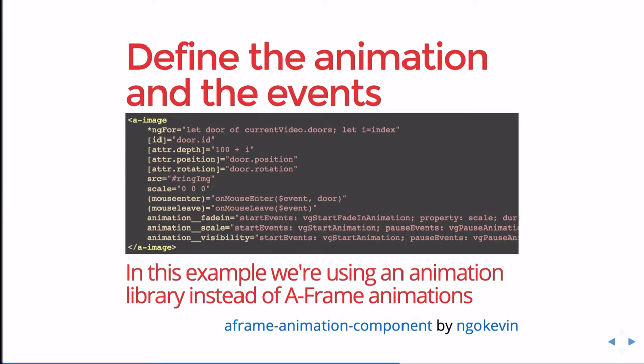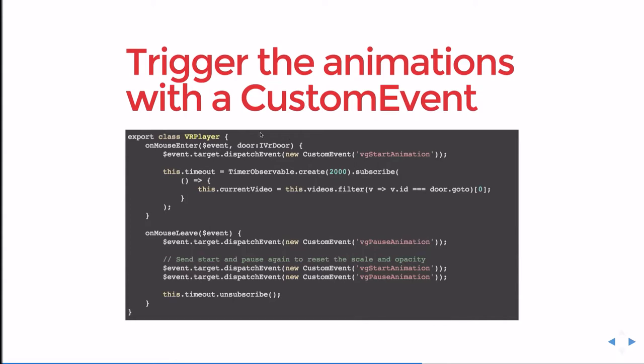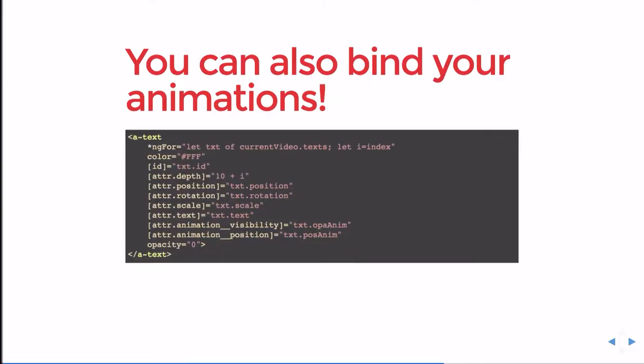So you can just dispatch native events, custom events, and the animation just starts. So, as I say, we can just trigger the animations with a custom event on the mouse enter, mouse leave. Take a look at this. We are working a lot with the native implementations, but with a framework. But you can do all this with plain JavaScript, super easy. And obviously, you can also bind your animations. So if you have this text in an ngFor loop, you can just bind all the animations and all the stuff with a loop, which is super easy.